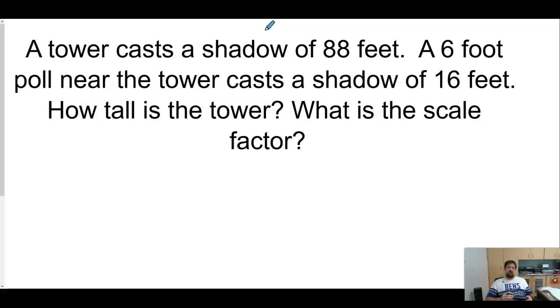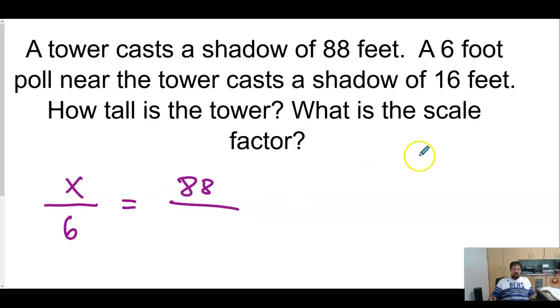Okay, let's do another one. A tower casts a shadow of 88 feet. A 6-foot pole near the tower casts a shadow of 16 feet. How tall is the tower, and what is the scale factor? Okay, so let's go ahead and set up our proportion. So the tower casts a shadow of 88 feet. So we're going to say it's x feet tall, and then, how tall is the pole? The pole is 6 feet tall. Okay. The shadow of the tower is 88 feet. And the shadow of the pole, excuse me, is 16.